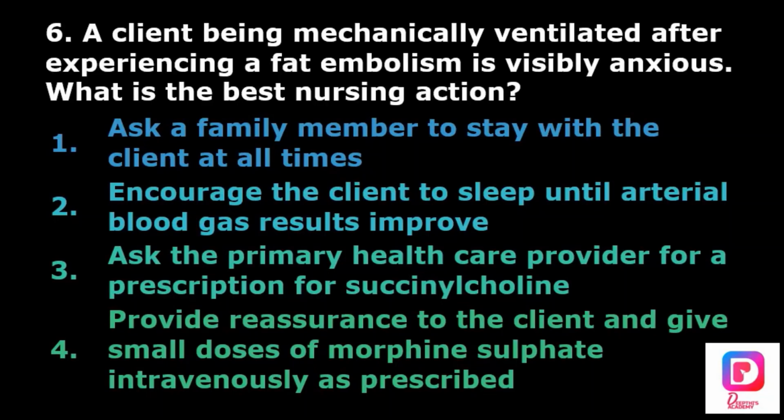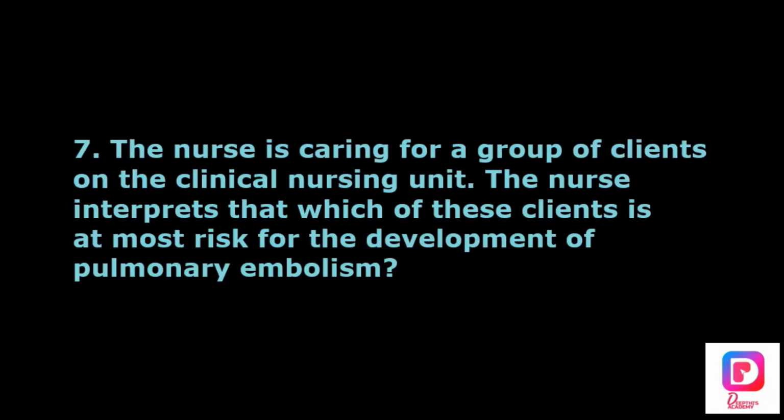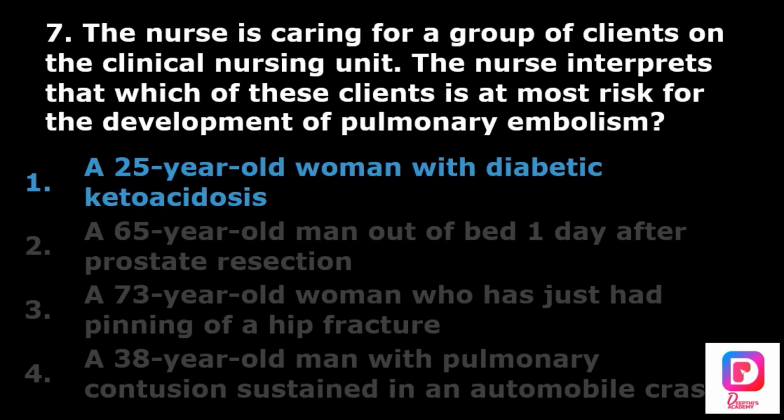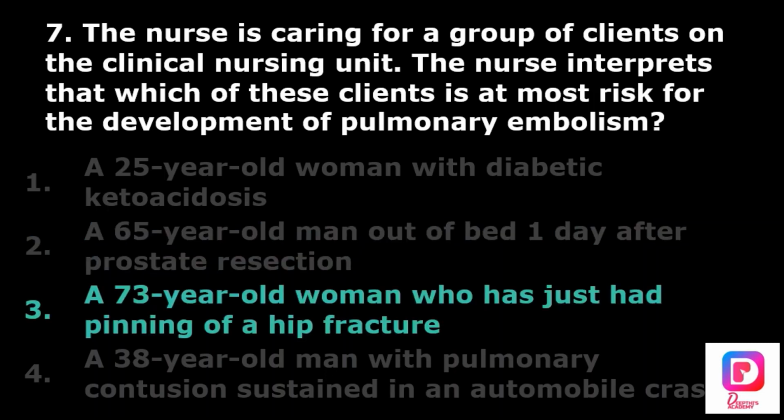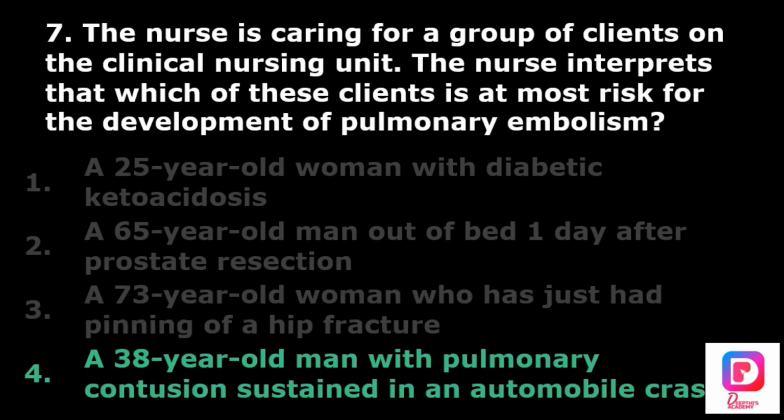Alright, let's move on to the 7th question. The nurse is caring for a group of clients on the clinical nursing unit. The nurse interprets that which of these clients is at most risk for the development of pulmonary embolism. Let's see the options. A 25-year-old woman with diabetic ketoacidosis. A 65-year-old man out of bed one day after prostate resection. A 73-year-old woman who has just had pinning of a hip fracture. A 38-year-old man with pulmonary contusion sustained in an automobile crash.